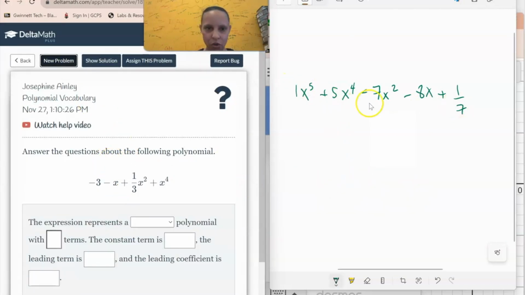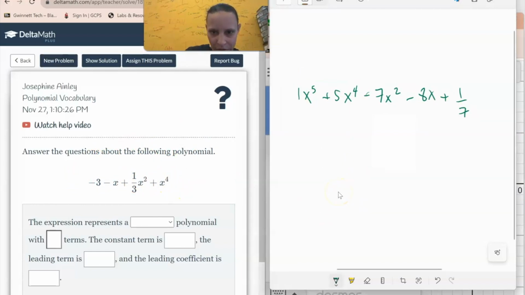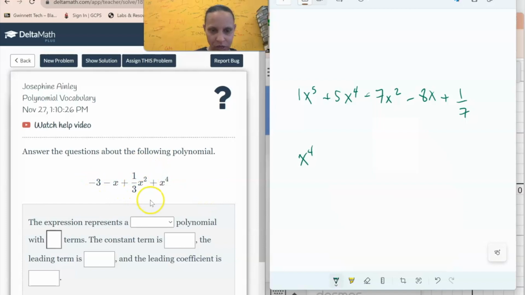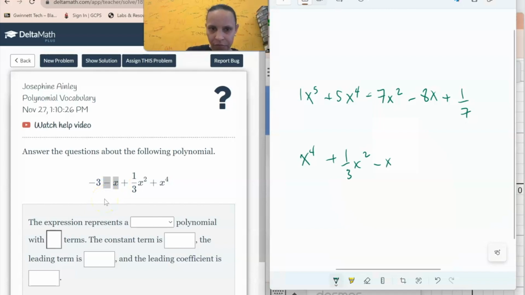All right, again, put it in order. So what's the highest degree or power? x to the 4th power. So this is x to the 4th power. What's next after 4? It'll go 2, 1, nothing, right? So it'll be this one. So we're going to write it out. 1/3 x squared, 2. Then invisible 1. So this is -x. Make sure you don't forget the symbol, -x. And then the constant without the variable is -3.